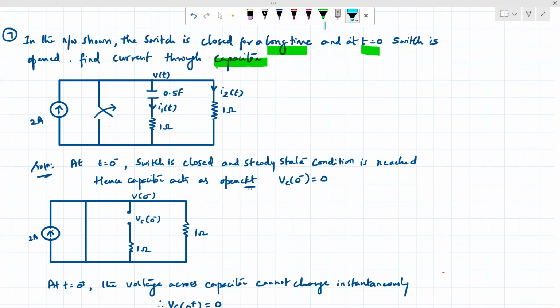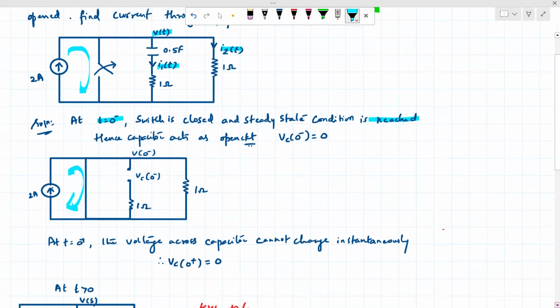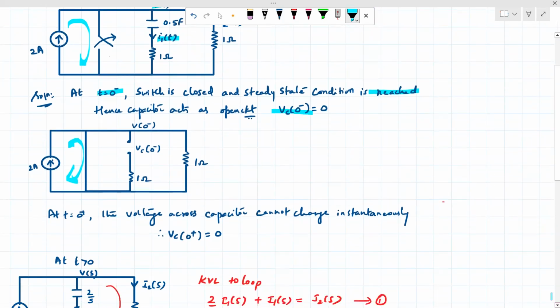So this is the circuit. I1 of t is mentioned here, I2 of t is mentioned here, and V of t is mentioned. At t equal to 0 minus, the switch is closed and the steady state condition has been reached. When the switch is closed, this is going to be a short circuit, so the current will not flow here. So the voltage across the capacitor is going to be 0, since the voltage across a short circuit is equal to 0.